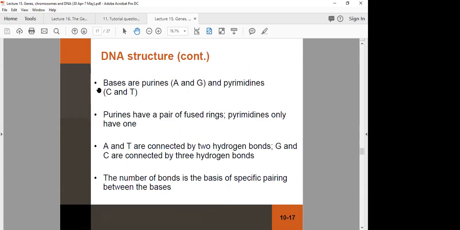All right, bases include purines, A and G, and pyrimidines, C and T. We know that those terms arise because purines have a pair of fused rings and pyrimidines only have one. We've seen A and T connected by 2 hydrogen bonds, G and C by 3 hydrogen bonds, and the number of hydrogen bonds that are found between the nucleotides form the basis of that specific pairing.